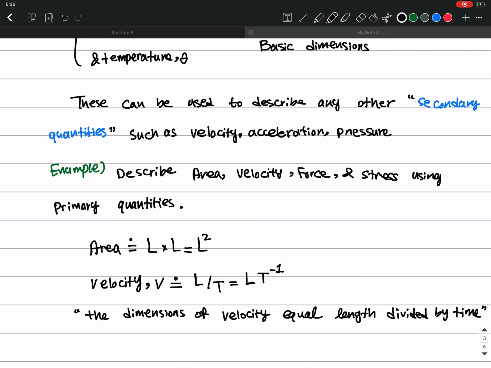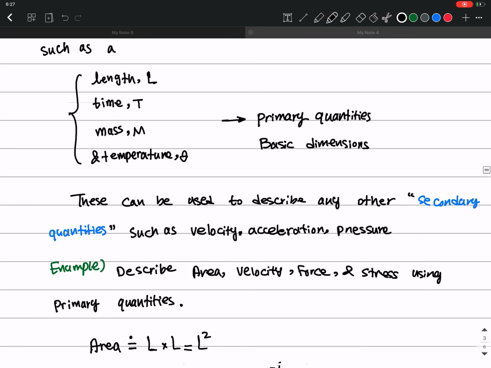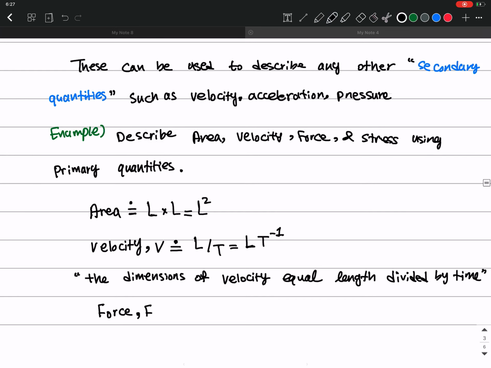The third thing is force. The force, or F, right? In order to describe this in terms of primary quantities that we have, which are length, time, and mass, I'm going to use Newton's law. So Newton's second law states that force equals mass times acceleration, right?